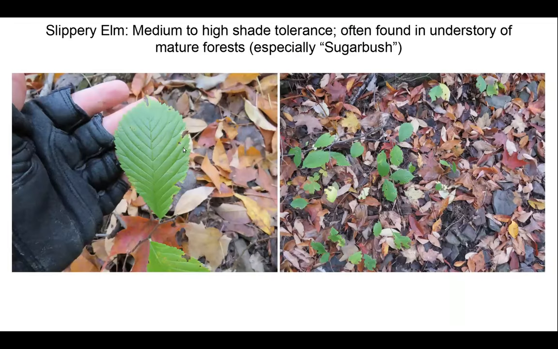Okay, here's a slippery elm in the shade of an understory. Slippery elm is pretty common in the understory of sugar bushes, I'm going to say, especially. And often they're low along the ground. They persist in shade. And the tips of the buds here do have red hairs on them, but it's much muted when the trees are in the shade. Again, note the forking veins.